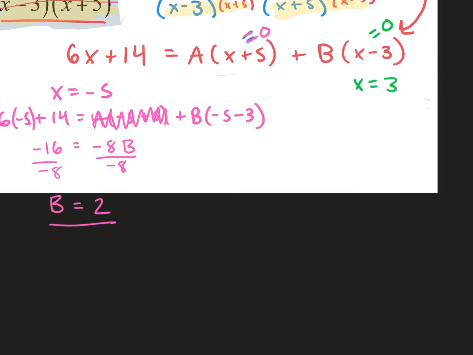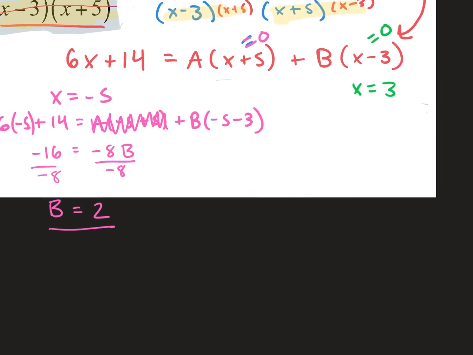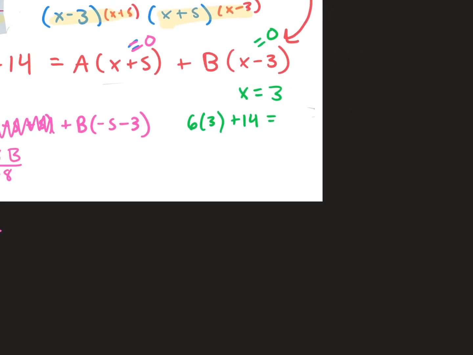And we do the same thing for our other x value. So we have x is equal to 3, so we plug that into all of our x's again. So it'll be 6 times 3 plus 14 is equal to a times 3 plus 5 plus b times 3 minus 3.